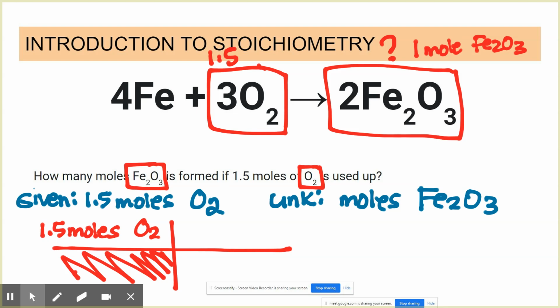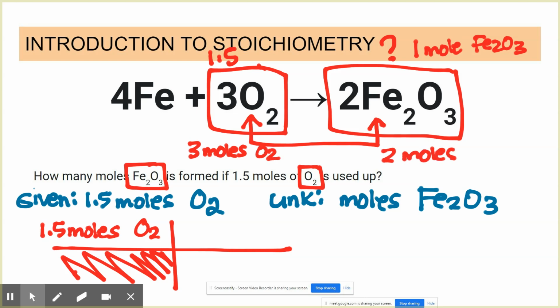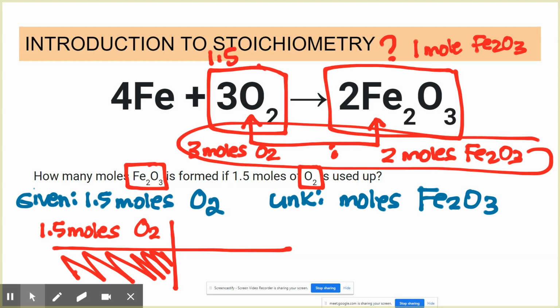So if you look closely at this one right here, the mole ratio is between O2 and Fe2O3. So 3 moles of O2, right? And 2 moles of Fe2O3. Remember, this is our ratio, right? Okay. The question now is who goes on top and who goes at the bottom. By now, you should know that boxes across one another should have the same unit. So since our given is moles O2, the 3 moles O2 has to go at the bottom.